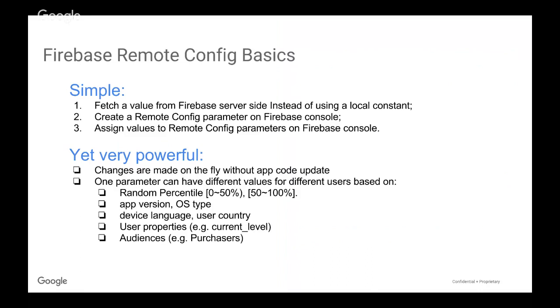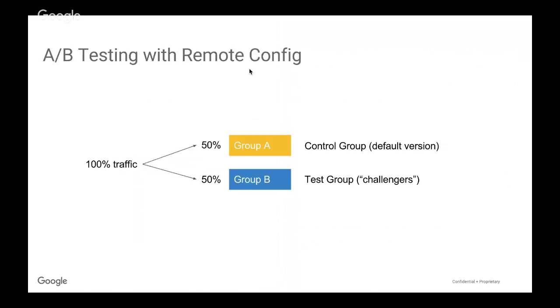Then let's get to the meat part of this chapter: A/B testing with remote config. The basic idea, as you see, is pretty easy. You have 100% traffic and you want to split it. It's either 50-50 or 5%, 95%, whatever works for you. The default group, we call it the control group. It has whatever you already have in the app. And then the test group, or the challengers, who see the new behavior or something you want to test out, we run them at the same time. So it's an apples-to-apples comparison. So what are the common use cases? Let's go to the next slide.